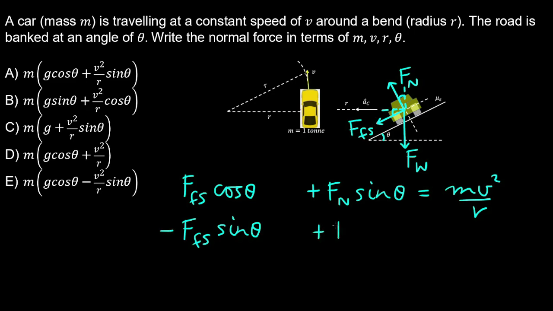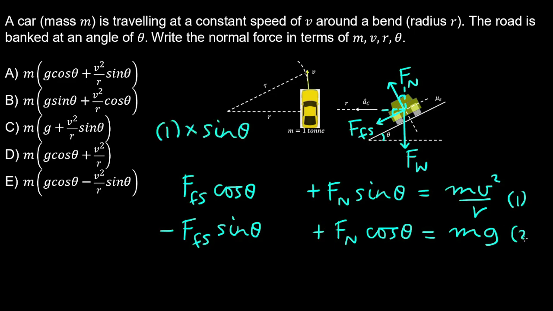plus the normal force cosine theta, and minus the force of weight is equal to 0. So we can put the force of weight on the other side of the equation. And because we want to eliminate the friction force, given that we want to determine the normal force, we multiply the first equation by sine theta, and the second equation by cosine theta.